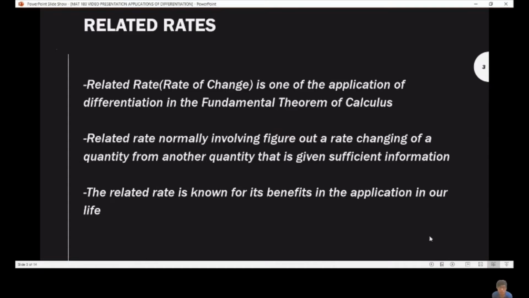Related rate is one of the applications of differentiation in the fundamental theorem of calculus. Related rates normally involve figuring out the rate of change of a quantity from another quantity, given sufficient information. And related rate is known for its benefit in application in our life.